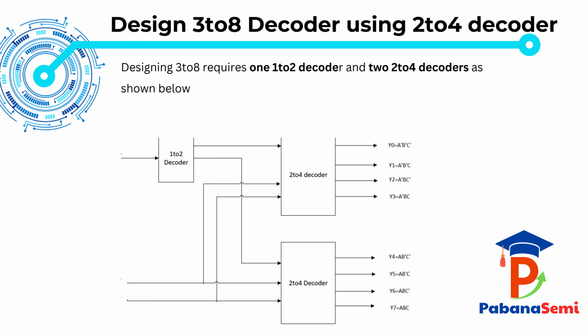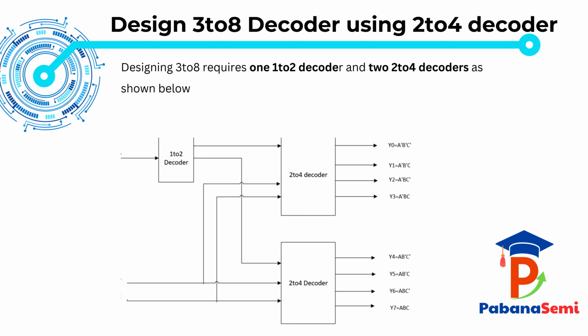Next, we use 2 to 4 decoders. Both of these 2 to 4 decoders take the same inputs B and C, but only one of them is enabled at a time. When A equals 0, the top 2 to 4 decoder is enabled using A prime, so it generates outputs Y0 to Y3 based on BC. When A equals 1, the bottom 2 to 4 decoder is enabled using A, so it generates outputs Y4 to Y7 based on BC.